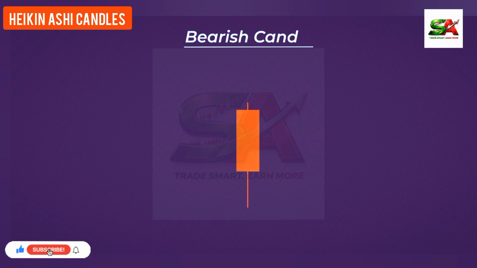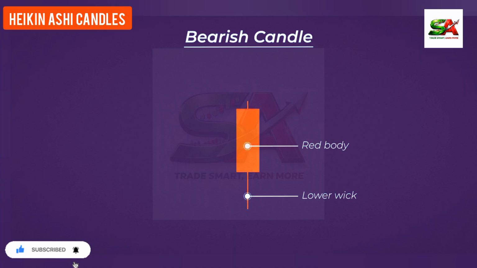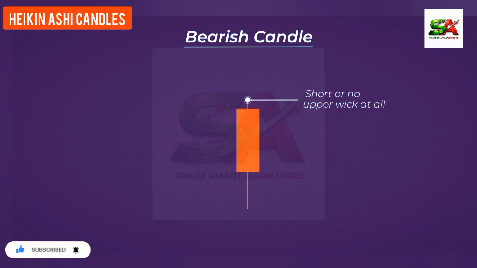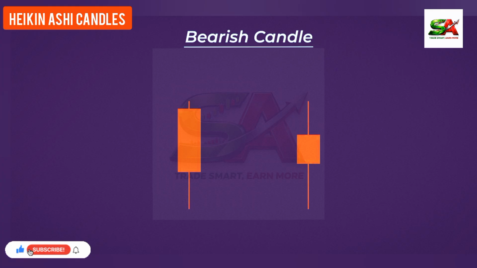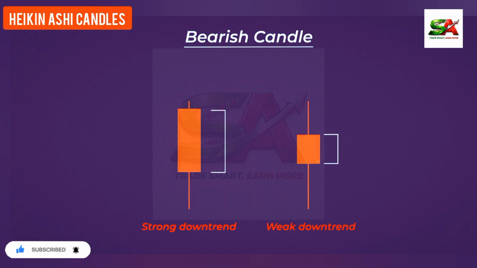The second type is a bearish candle. A bearish candle is displayed as a red candle with a lower wick. In a bearish candle, the upper wick can be short or even none at all. This type of candle signals that price is in a downtrend. The size of the candle's body also measures the strength of the trend. A red candle with a big body means it's a strong downtrend, while a red candle with a small body means it's a weak downtrend.